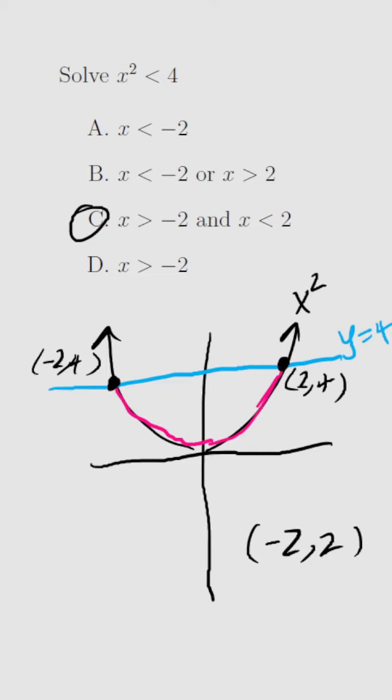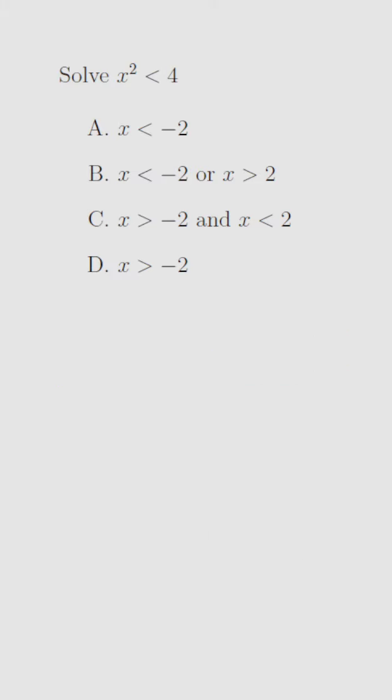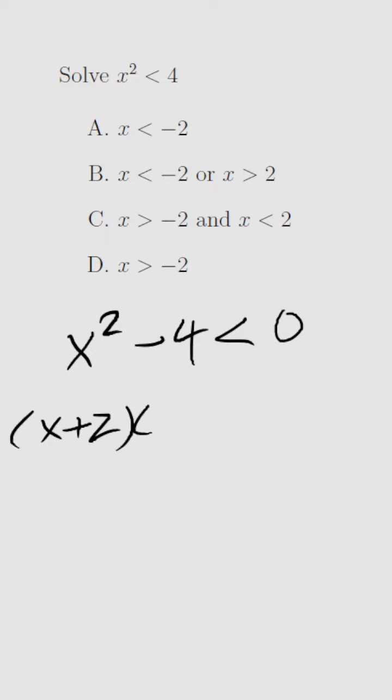Now, is there a better way to understand this or do this problem instead of just graphing it? Because we don't always get to graph it, and there is. We can treat this like any other quadratic equation. We're trying to solve for the zeros or the solutions. So we can subtract 4 on both sides, and then we can factor out the original expression, something that looks like this.